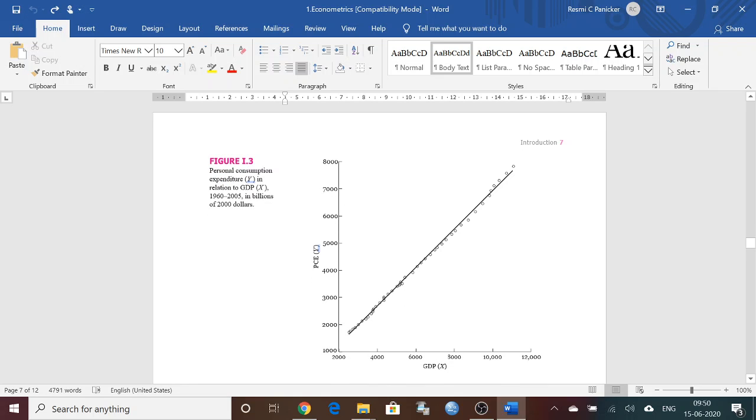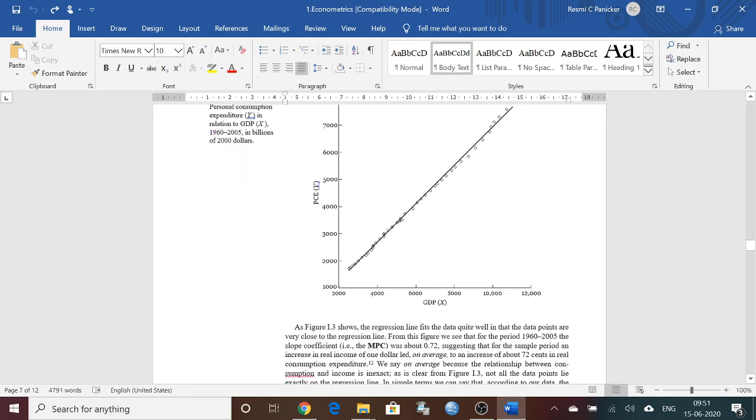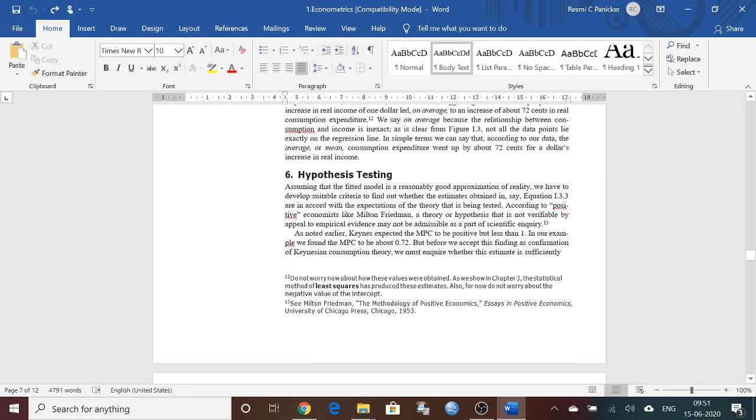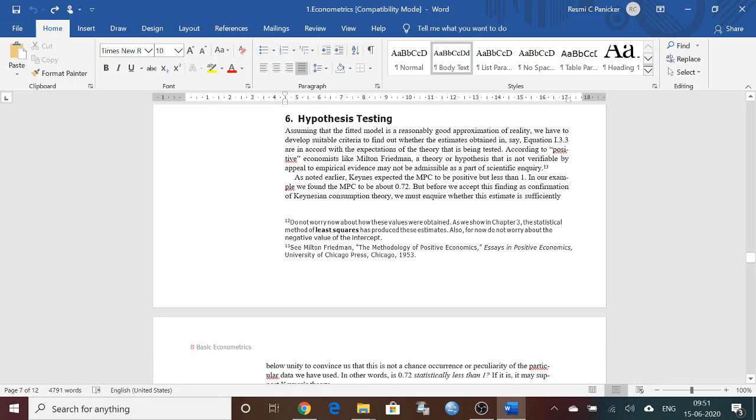So after that you can plot the values of consumption and income, and then you will get a line like this, right? This is a positive slope line. The slope of this line tells us the MPC, and here you can see the intercept also. So after that, the sixth step is hypothesis testing, and for this also you can use statistical tools.